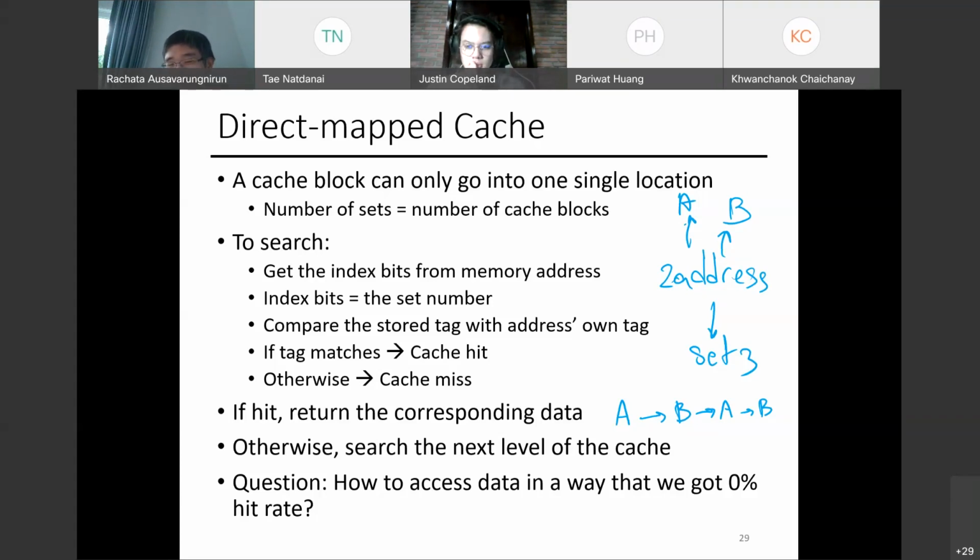They go to the same set. They have different tags. If I have A, B, A, B, A, B, A, B, draw it out, you never get a cache hit. Because when A is being accessed, B is in the cache, A kicks B. A will now be in the cache, B gets accessed, B kicks A. B is now in the cache, A gets accessed, A kicks B again. Never get a cache hit.